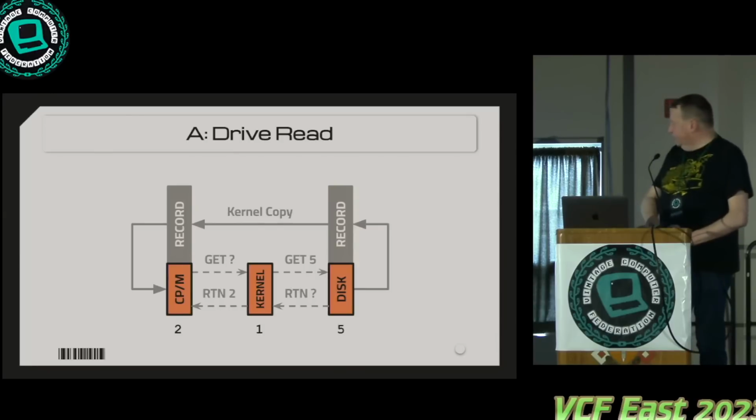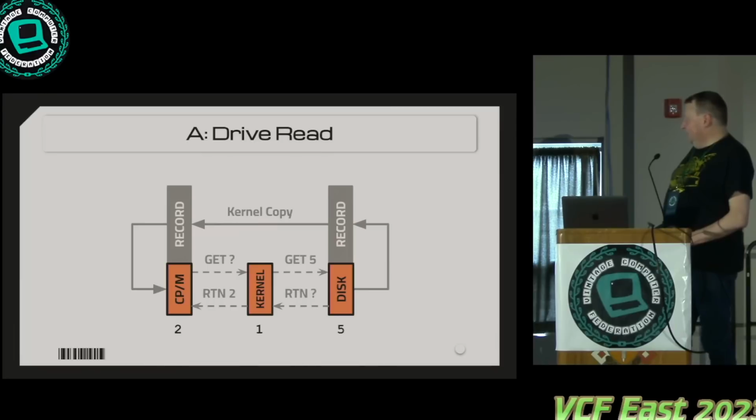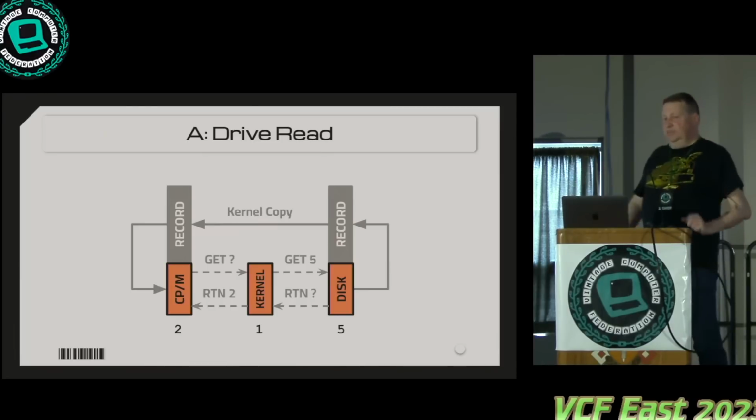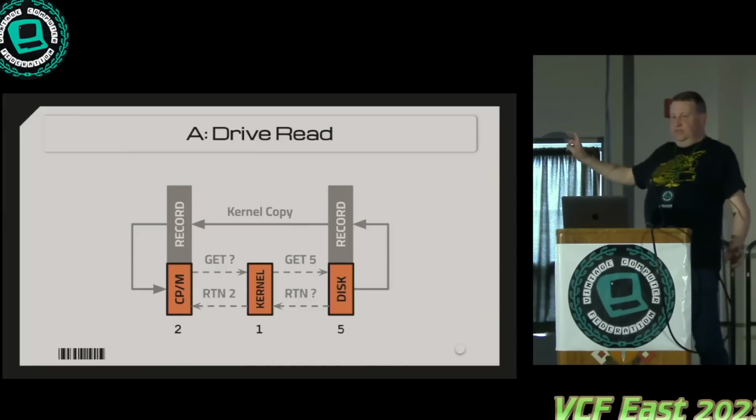So here's a quick example of a read and write. So this is the A drive. That's the A drive, the RAM disk. And so what the CP/M will do is it'll talk to the kernel and say, I'm going to get this record. It doesn't know where it is. The kernel's going to figure out that's on disk segment 5. So it forwards that on. So the disk CPU 5 will then copy that into its shared memory. The kernel will be like, okay, I'm going to copy 5 to 2, and then it sends a return back to the CP/M and says, okay, the record's in your memory.